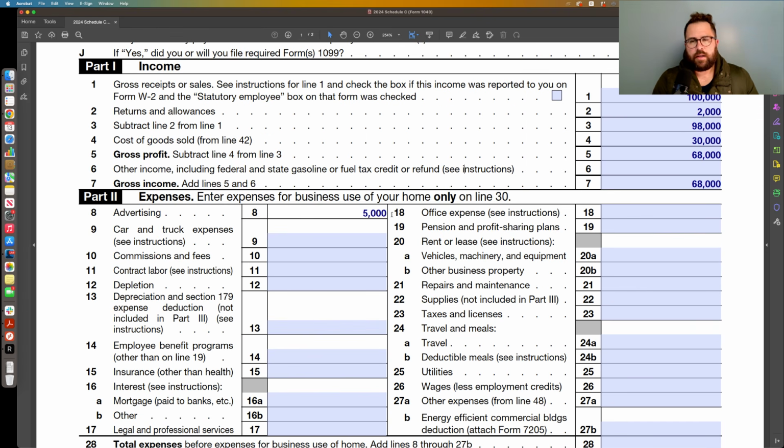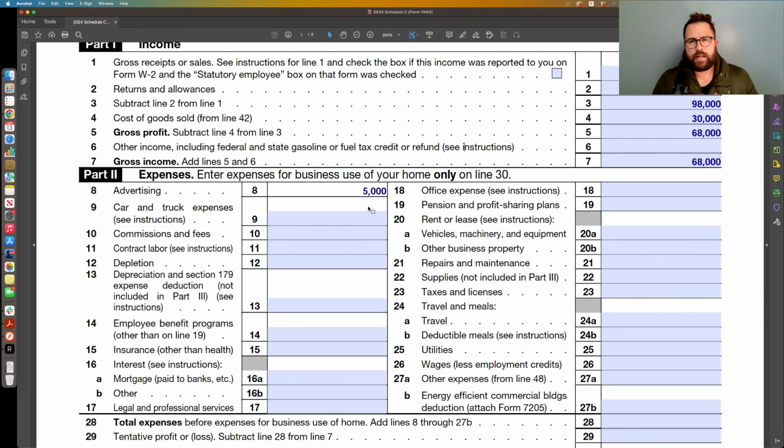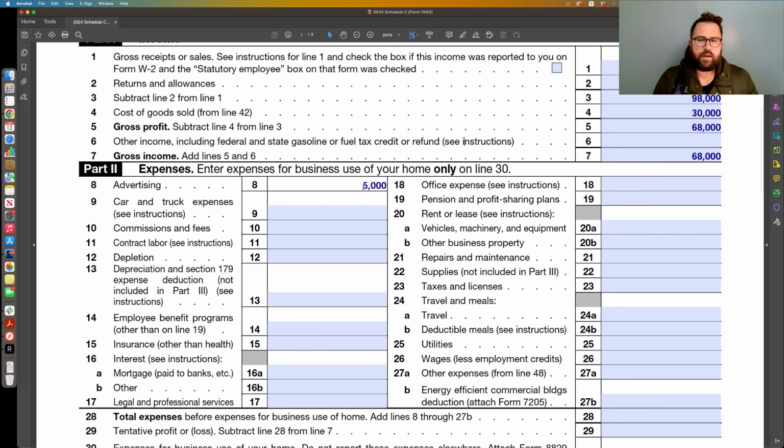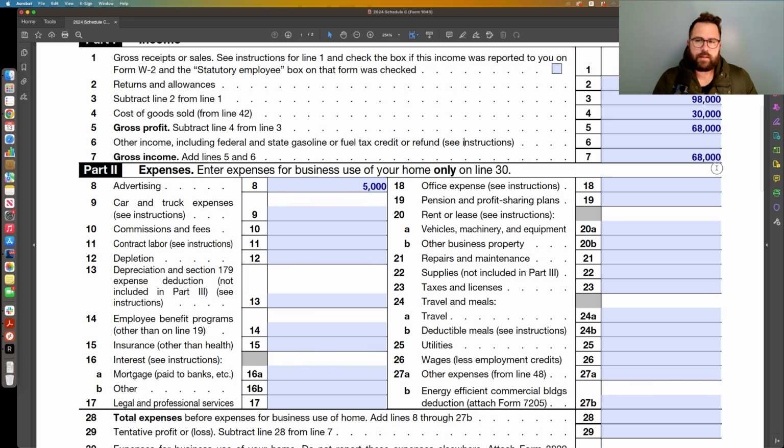Let's say your Facebook ads, your newspaper ads, right? Stuff like that. Now, I'm using round numbers here to make the math very easy. It is not a good thing if all your numbers on your Schedule C are round, right? Because that's an indicator to the IRS that these are not exact numbers. These are just numbers you might have made up off the top of your head.